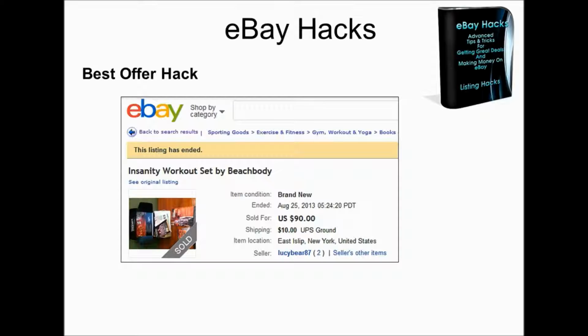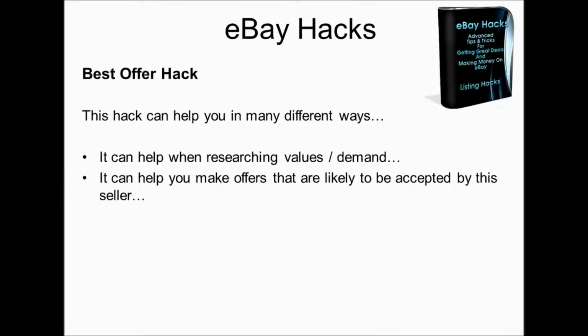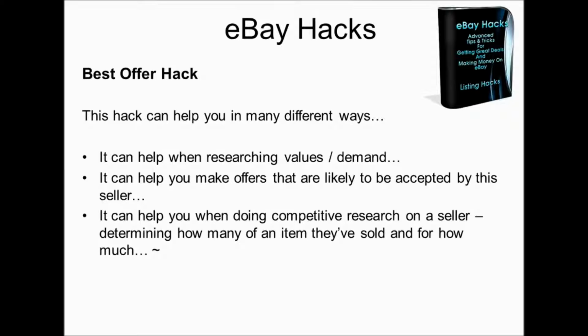Now this is very helpful when you're determining competition, when you're determining pricing, and when you're determining demand for an item. Because if you see a lot of best offers accepted at a far lower amount, that tells you the demand tends to be lower, right? This hack can help you in many different ways. It can help when researching values and demand, like I just said, but it can also help you make offers to that seller that are likely to be accepted, right? Because you already know how much they accepted before, and now you can make an educated offer based on what they've accepted before. It can also help you when doing competitive research on a seller, determining how many of an item they've sold and for how much. So it's very valuable information to be able to determine how much a seller accepted in best offer, and that's the best offer hack.